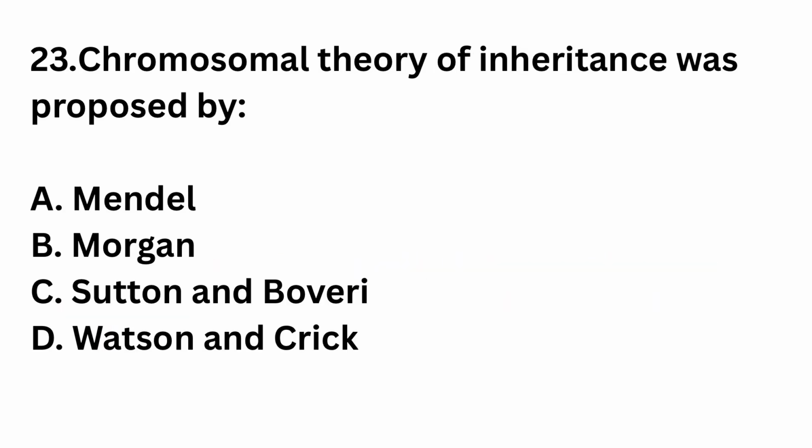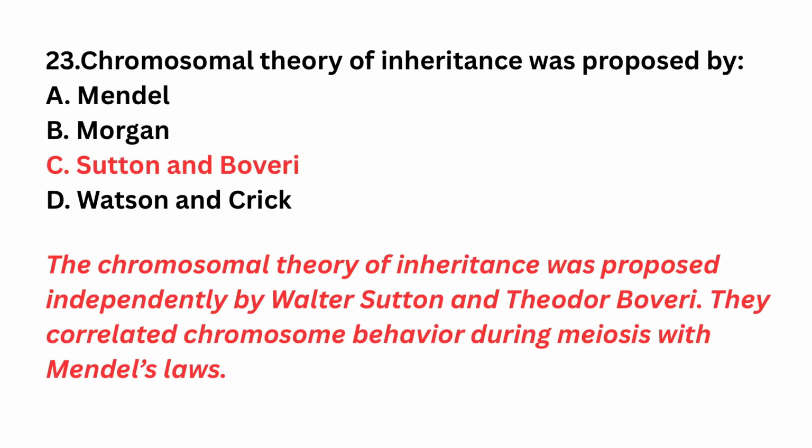Question number 23. Chromosomal theory of inheritance was proposed by: Mendel, Morgan, Sutton and Boveri, Watson and Crick. The right answer is option C, Sutton and Boveri. The chromosomal theory of inheritance was proposed independently by Walter Sutton and Theodore Boveri. They correlated chromosome behavior during meiosis with Mendel's laws.